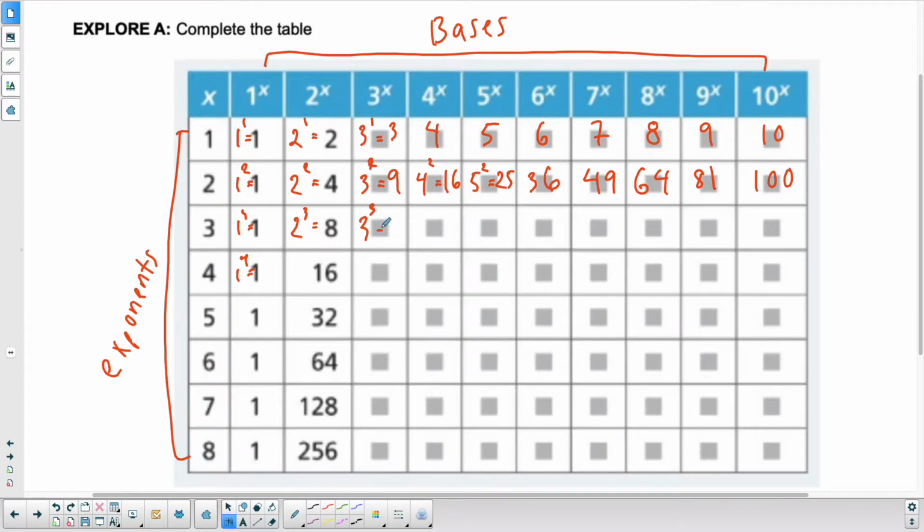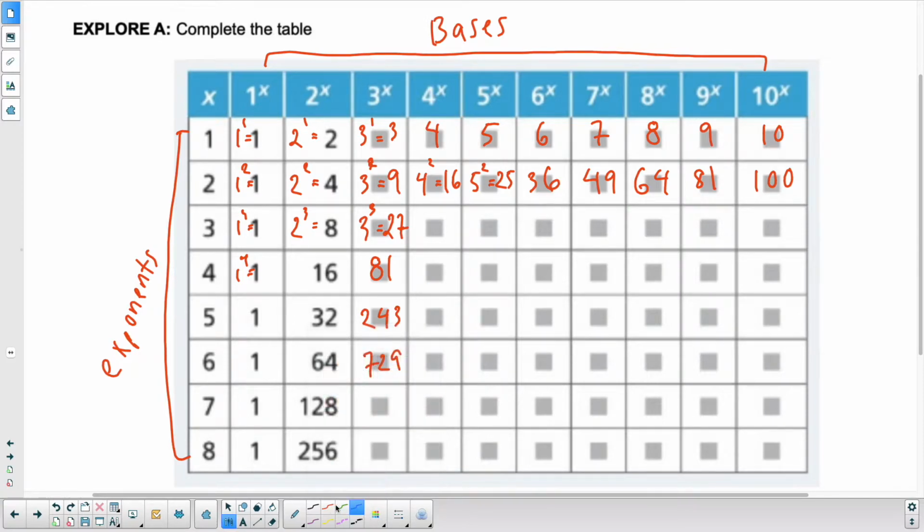3 to the third, which is 3 times 3 times 3, is 27. So everything in this column is getting tripled 3 times. 3 times 3 is 9. 9 times another 3 is 27. 27 times another 3 is 81. Okay, so to find the next value, 81 times another 3 is 243. 243 times another 3 is 729.